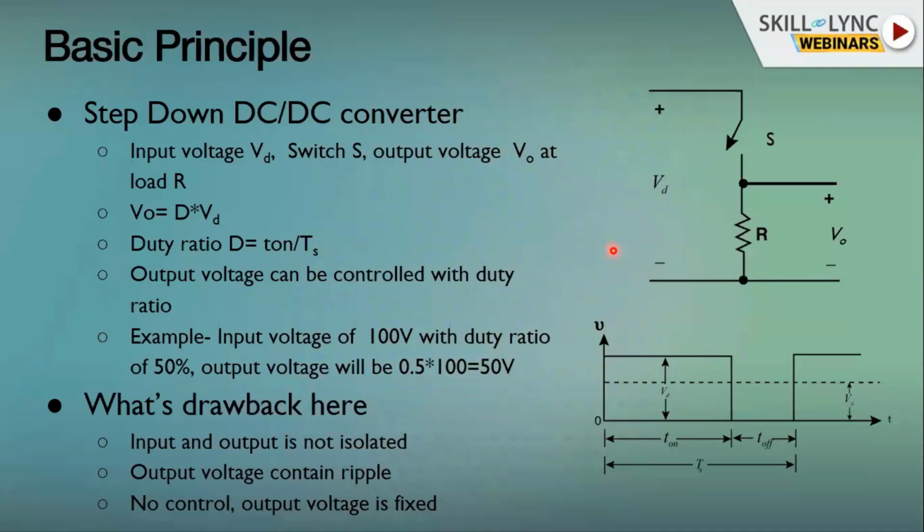Input and output voltage are not isolated here. And again, the output voltage is chopped. It contains a ripple and you don't like this ripple because it will have multiple disadvantages. You need to make some filter arrangement to filter out those ripples. And again, there is no control here. You can add closed loop control to have a regulated voltage output, right?